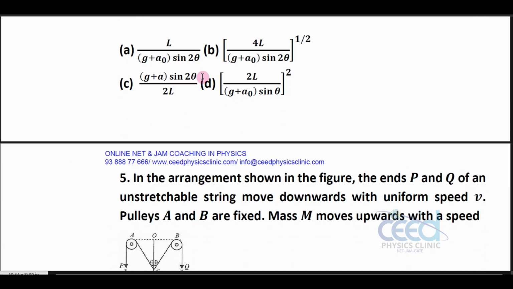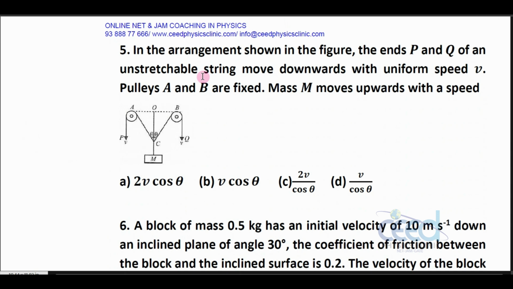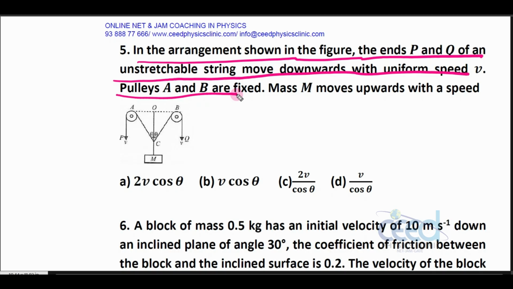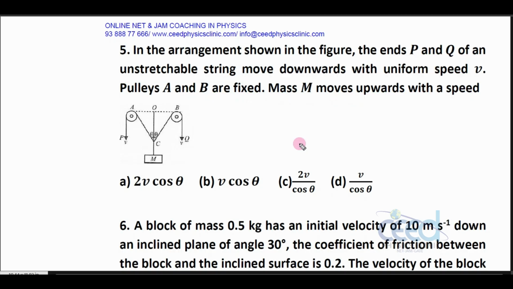Now let us go to another question. In the arrangement shown in the figure, the ends P and Q of an unstretchable string are moved downward with a speed v. Pulleys A and B are fixed, and the mass m moves upward with a speed c. One pulley is connected here, and using a string it is connected like this, and a mass is connected at the middle. Now this end moves with velocity v, and this end moves with velocity v.